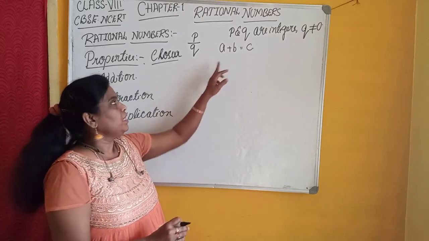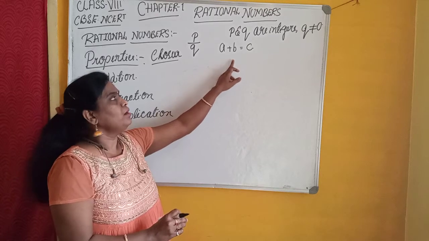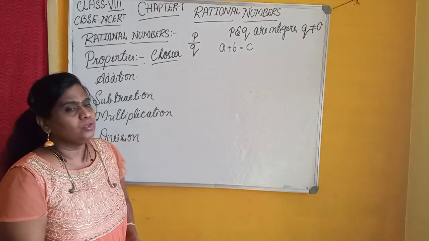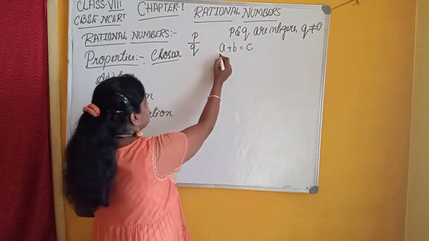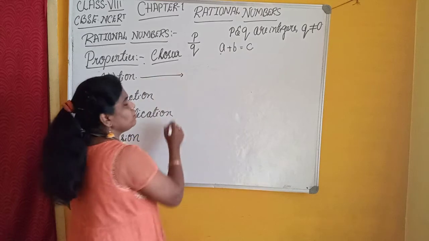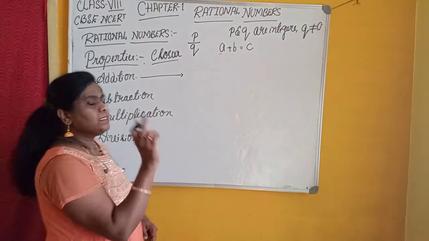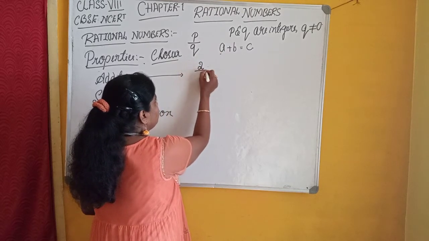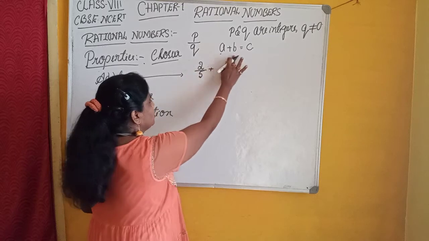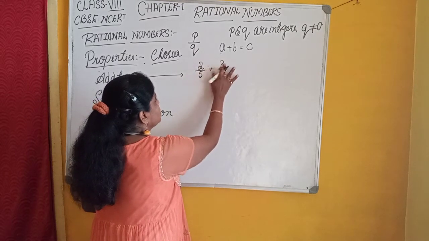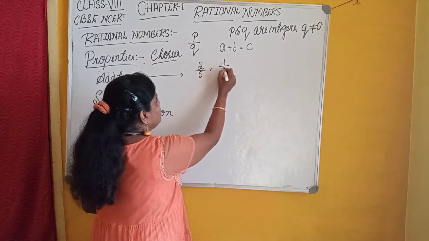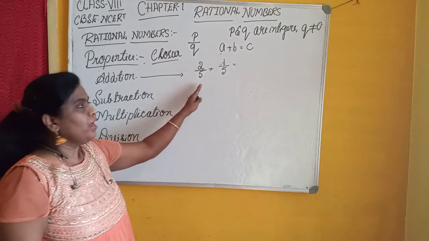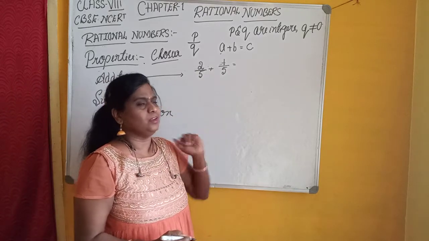Let us consider A is a rational number and B is also a rational number. Let us take examples for two rational numbers. Let us check for addition of the rational numbers. Let us consider the rational number A, that is 2 by 5, and another rational number, that is 1 by 5. If we add these two rational numbers, its sum will also be a rational number.